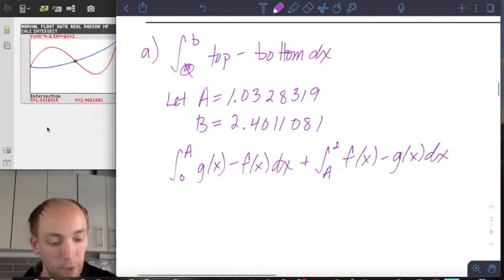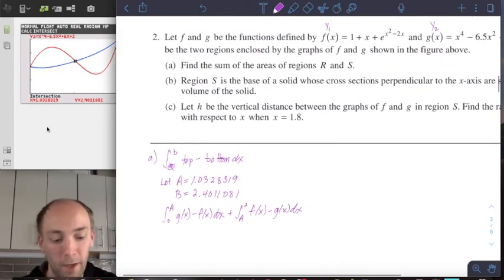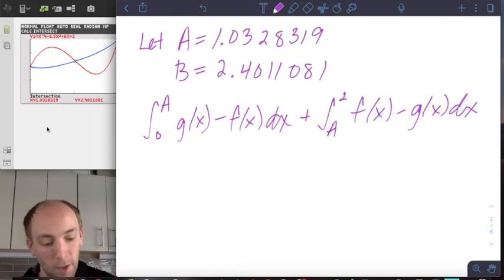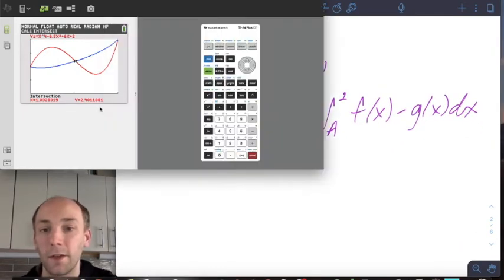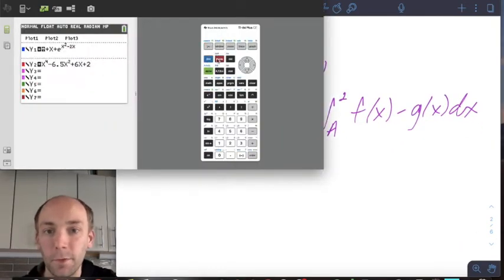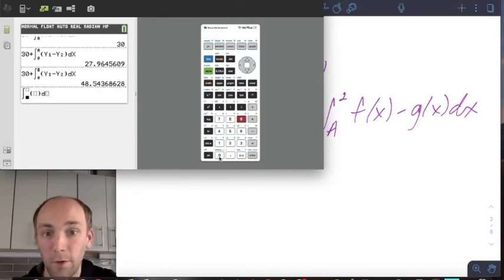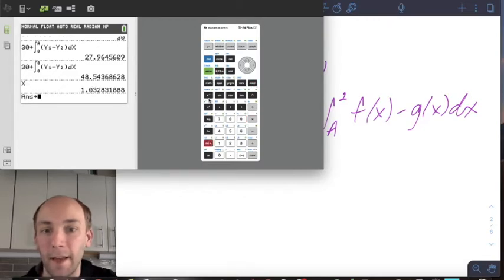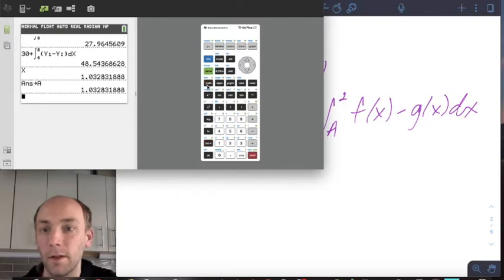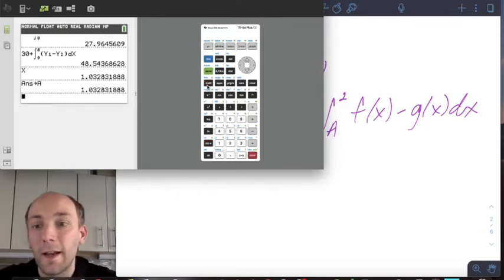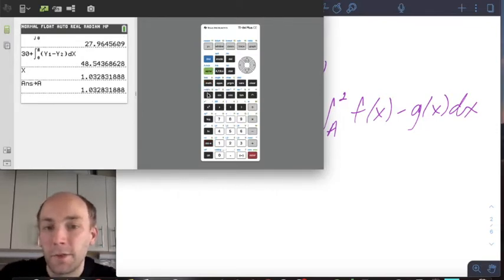And remember, we saved f as y1 and g as y2. So we're just going to type this in the calculator. If you go to math 9, that's your integral. We're going from 0. Well, wait, hold on a second. Let me store that point of intersection as A. There we go. Now that it's stored as A, I can just type in A, so it matches what's on my paper.